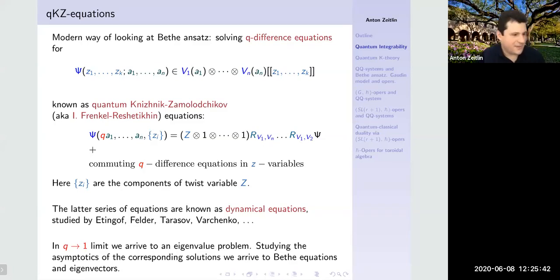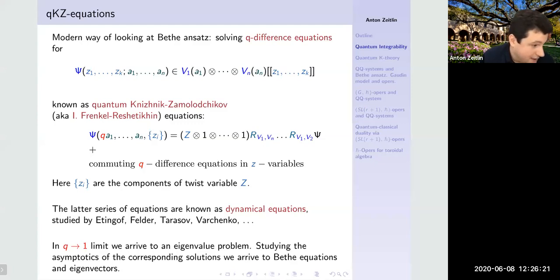So let me return back to QKZ equations. This is one of the ways to approach the problem. You consider these difference equations for the functions with values in the tensor product of representations again. There are also different analyticity regions here. Here I'm writing down the z analyticity region, but you can turn it around, and usually it's actually considered in the a analyticity region. So you can re-expand it either with respect to z or with respect to a. And it's related to what I'm going to talk about later a little bit.